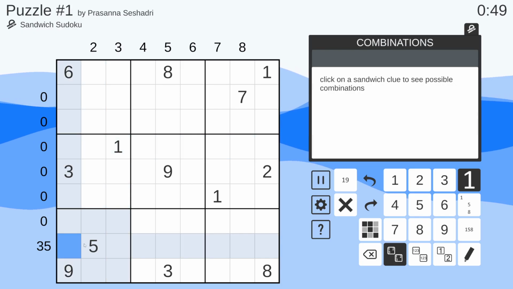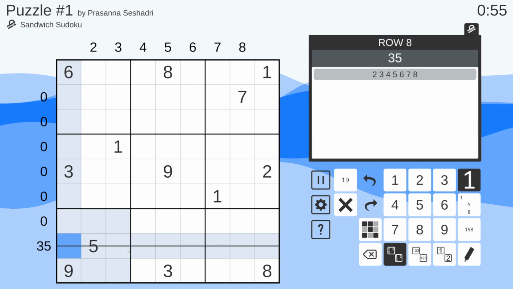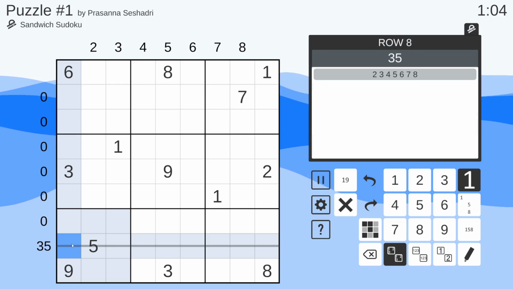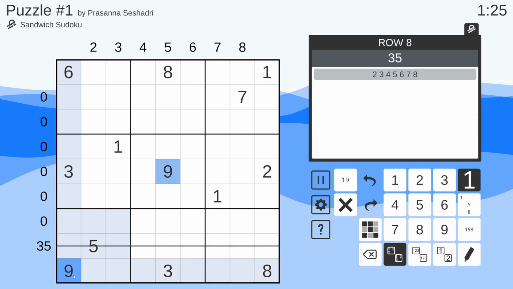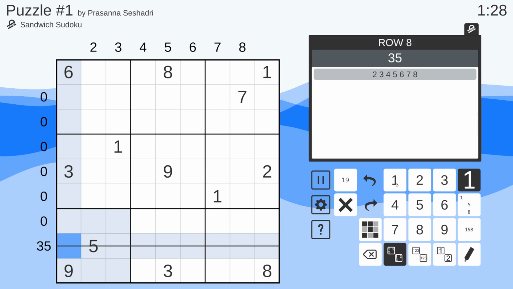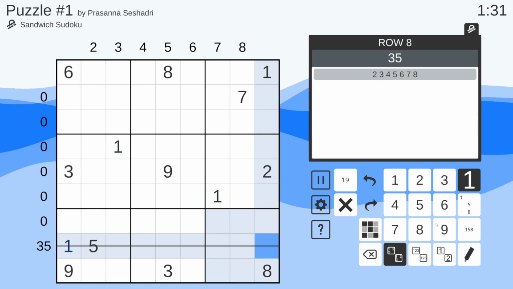Right. And 1 and 9 in this box, in this row, have to equal 35. So that means it's going to have to use all the numbers, because 1 through 9, all of those numbers add up to 45. And since we're not using 1 and 9, that's minus 10. So that's 35. So that means all the numbers other than 1 and 9 are in between 1 and 9. And since this 9 is already here, we know this is the 1. And we know this is the 9.